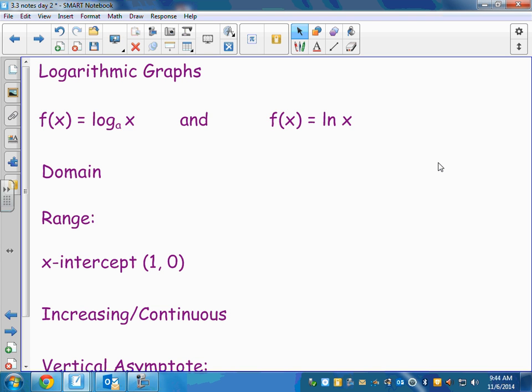So the domain of a logarithmic function will never be all real numbers, because you cannot take the log of 0 or a negative number. So unless there's a horizontal transformation, the domain will always be from 0 to infinity, not including 0.